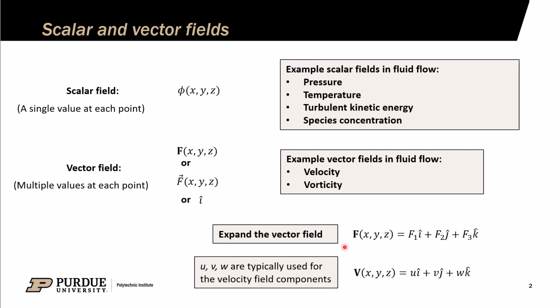We can expand the vector field into its components. F1 is the magnitude of the vector in the x direction. i carries the direction, that's the unit vector in the x direction. F2 is the magnitude in the y direction. F3 is the magnitude in the z direction. The velocity vector usually uses a capital V symbol, and the components are typically represented using u, v, and w for the x, y, and z components of velocity.